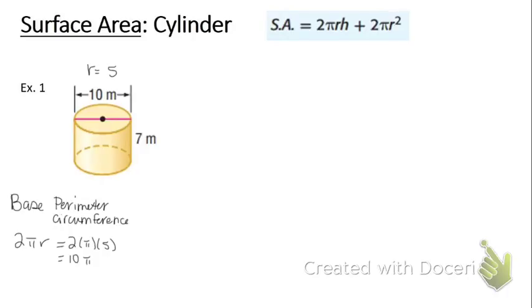The height that connects our 2 circular bases together. What is the height that connects those 2 bases together? 7. So H is 7. And then we find the base area, which is pi r squared. We already said r is 5, so we get 25 pi. So we have all of the information we need to now substitute into that formula. So go ahead and get that written down.